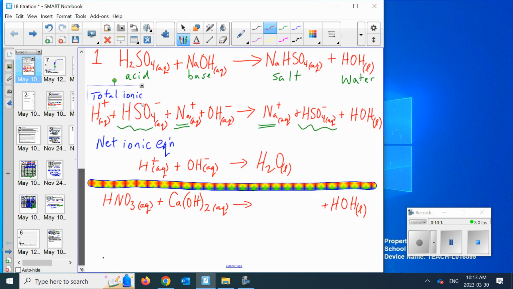We're going to list the total ionic equation. I won't label it this time. The total ionic equation. That's an H plus hydrogen ion, a nitrate ion, calcium. You can look these up on the chart. There's two groups of hydroxide.